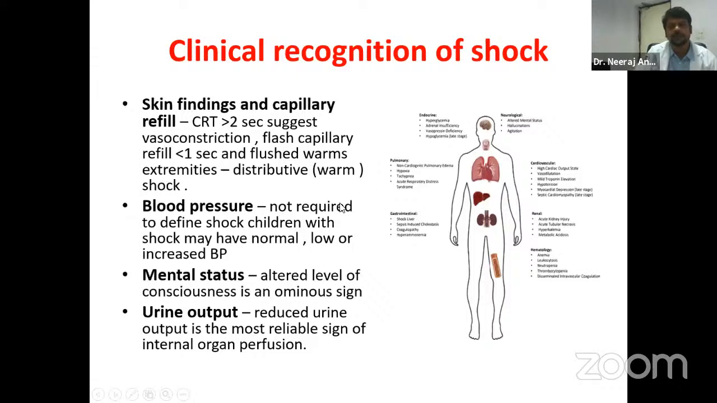Blood pressure is not required to define shock in pediatric patients. Blood pressure might be normal, low, or even increased, especially in case of neurogenic shock. Mental status: if there is altered or decreased level of consciousness, it indicates that there is CNS involvement, and it is an ominous sign. Urine output is a reliable indicator of internal organ perfusion. So if there is decrease in urine output, it indicates that the patient is in shock.